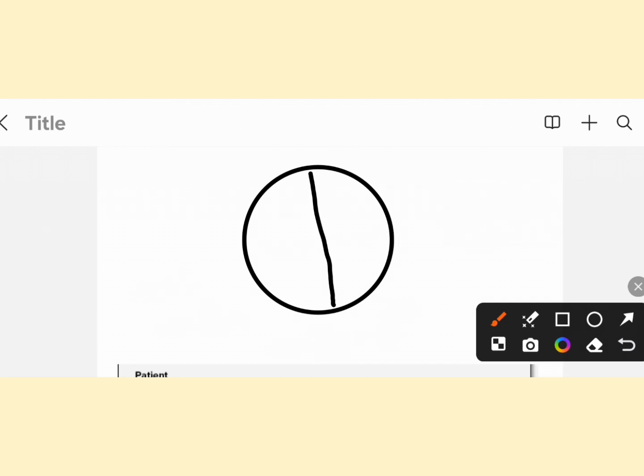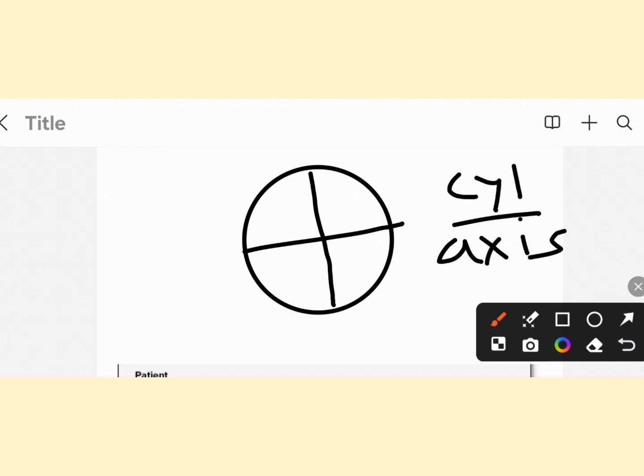But suppose let's talk about the cylinder. Cylindrical numbers are sometimes written as CYL with its axis. Here again are the two principal meridians, vertical and horizontal. In my last video I told you about astigmatism. If you have a cylindrical number in the prescription, that means you have astigmatism. That means the curvature of the cornea in the two meridians is not similar to each other. So this is why you have the cylindrical number. If you go to the last video you will see the types of astigmatism.